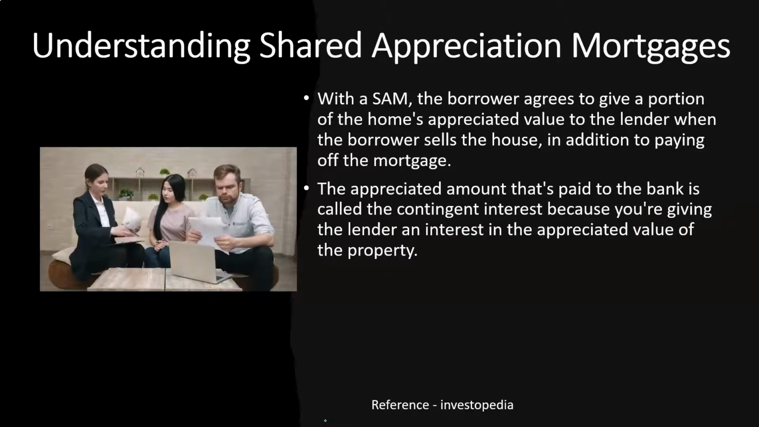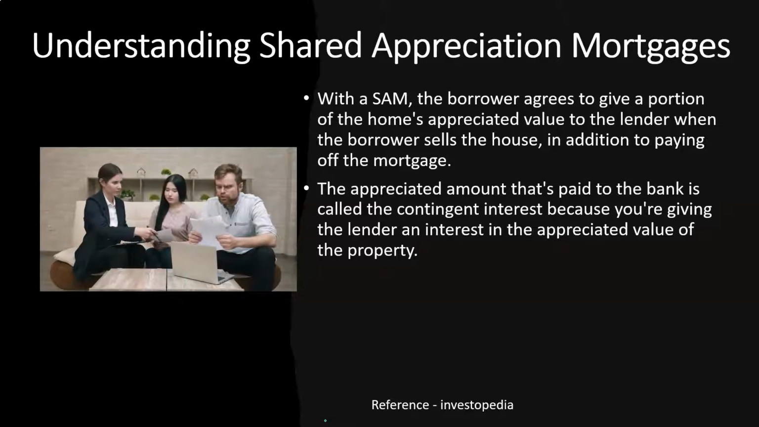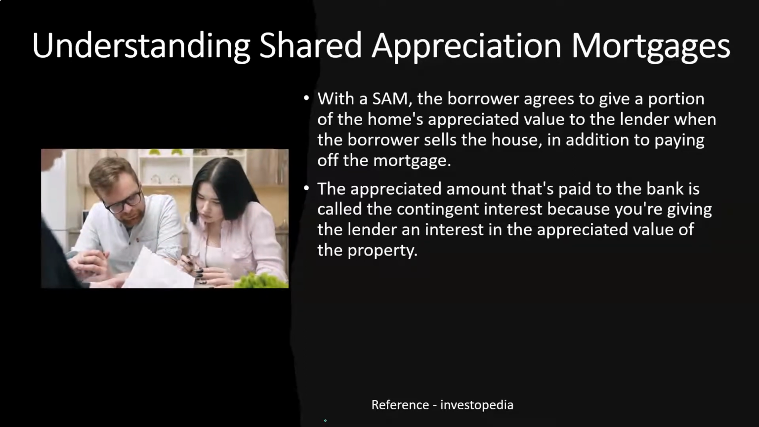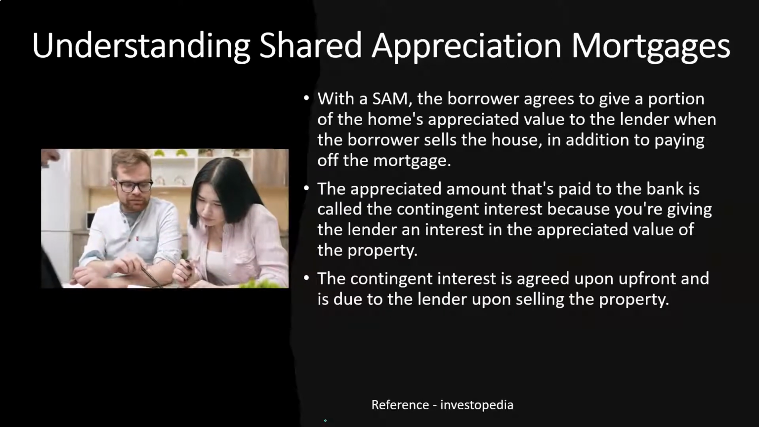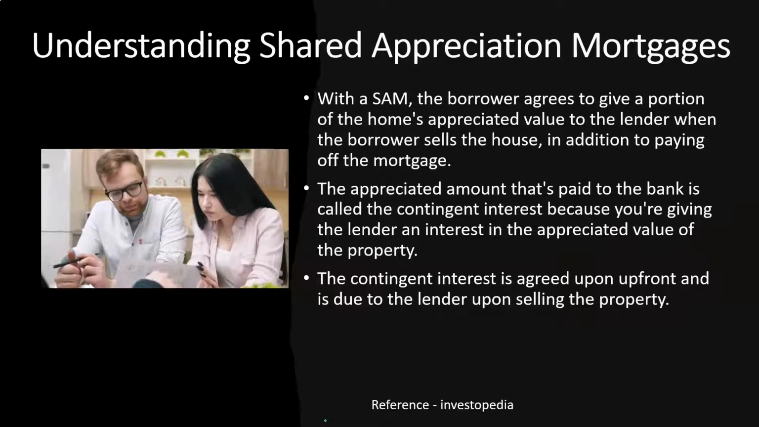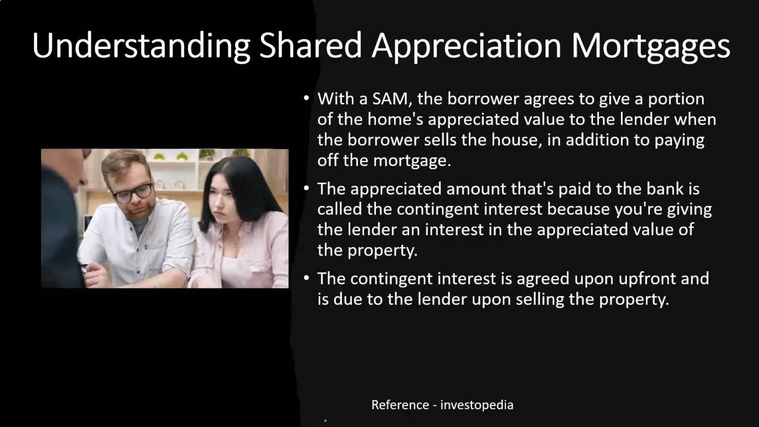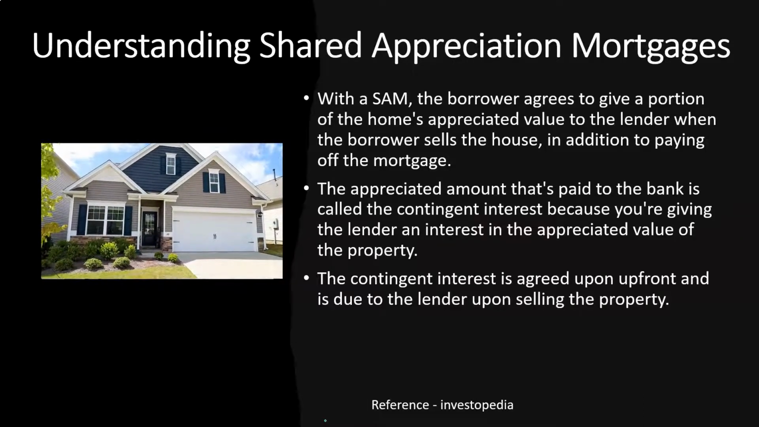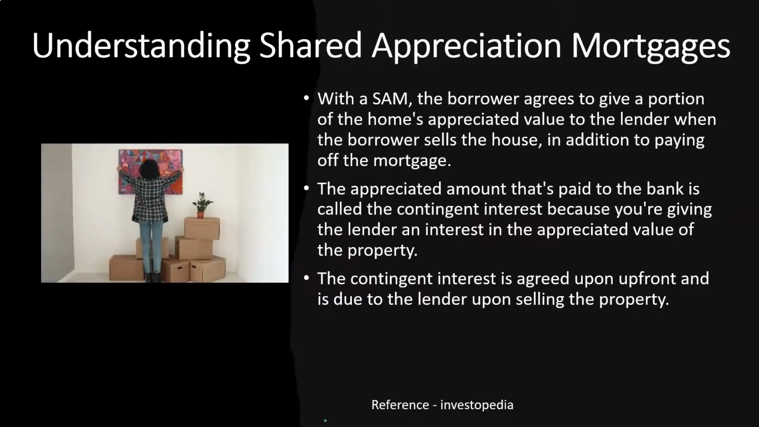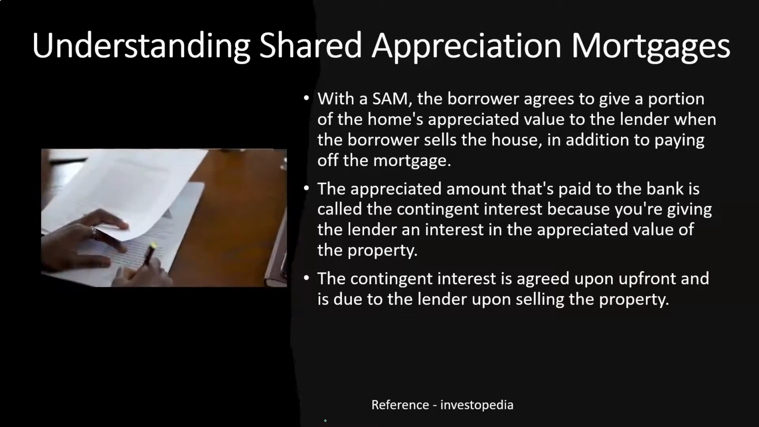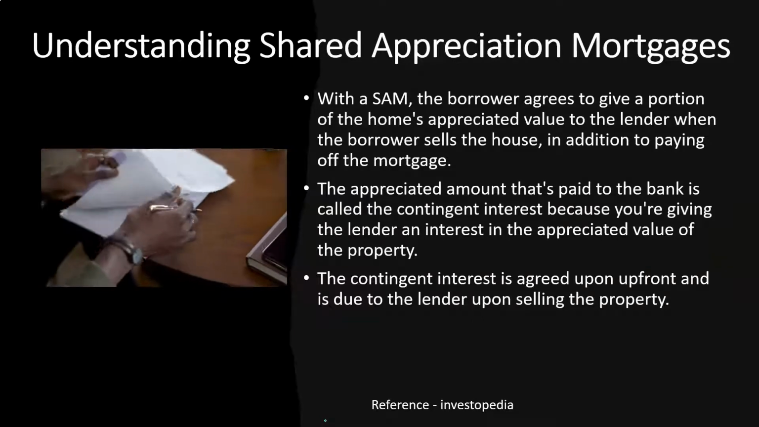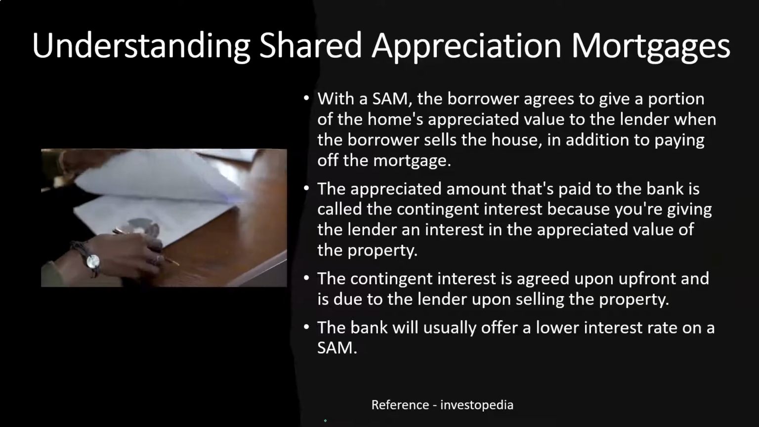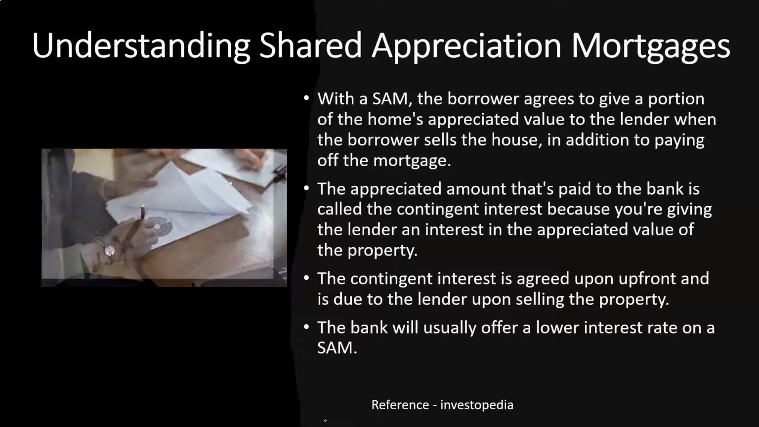The appreciation amount that's paid to the bank is called the contingent interest because you're giving the lender an interest in the appreciation value of the property. The contingent interest is agreed upon upfront and is due to the lender upon selling the property. So obviously when you make the agreement for this shared appreciation mortgage, the agreement is going to say, hey, I want a lower rate in order to give you a piece of the appreciation in the property. Obviously that appreciation piece, the percentage of the gain, would have to be agreed upon beforehand, as well as the terms as to when you have to sell the property if there's any kind of restrictions of that nature. So the bank will usually offer a lower interest rate on the SAM.